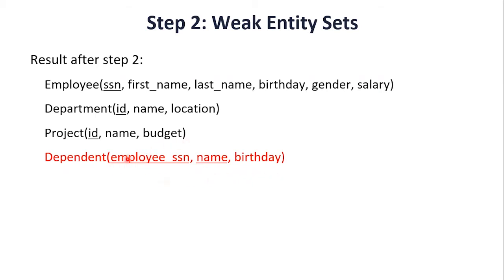And also the primary key of the identifying relation employee, SSN, is included here as a foreign key, employee SSN. And the primary key for the dependent relation is now the foreign key plus the partial key of the dependent entity set, name. So these two together are taken as the primary key.